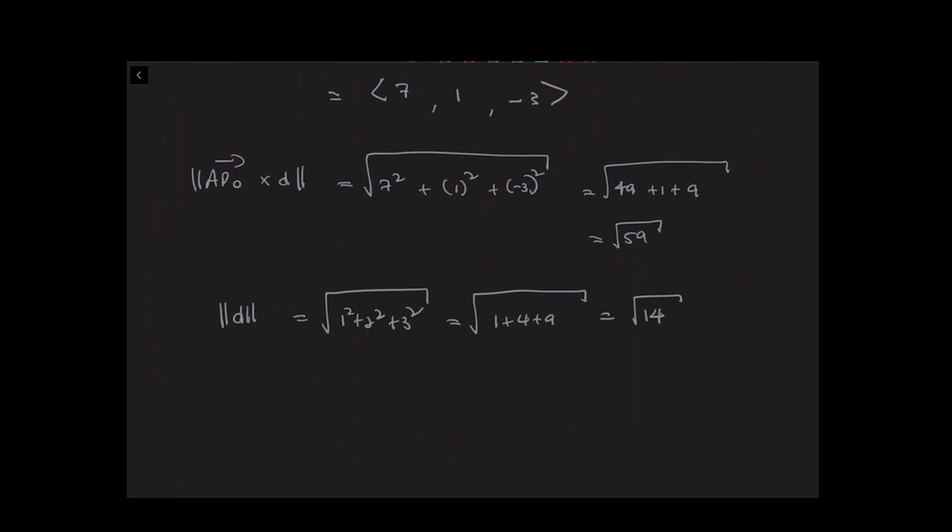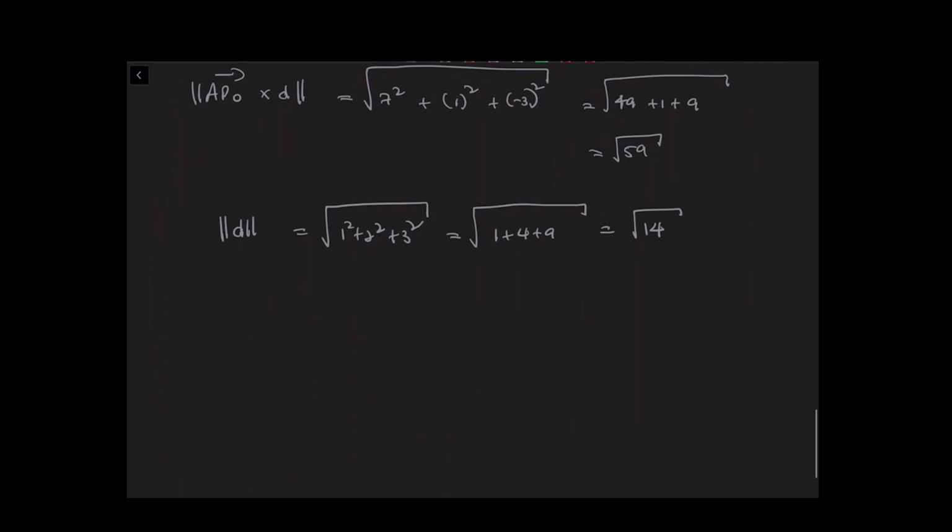So finally, take this information and put it in the formula for the distance. The numerator is root 59, and the denominator is root 14. So therefore, the shortest distance from (1, 0, -2) to that line is root 59 upon root 14. If you want, you have the option of bringing it all under a common square root, but this is sufficient. Okay, so that is part B.